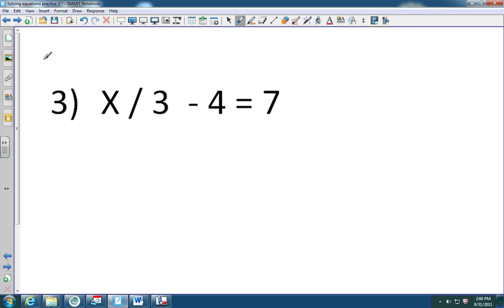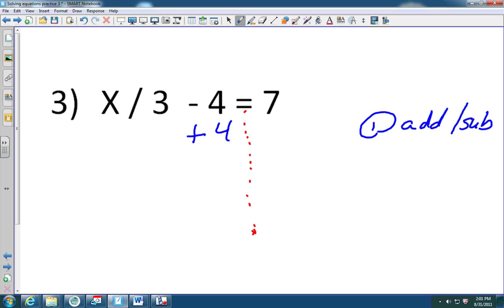The next one, right here, pause the video, come back and see how you did. I'm going to draw my dotted line right here. Now, I need to get x by itself. This is x divided by 3 minus 4 equals 7. Remember, the first thing we're going to do is either addition or subtraction. So on this side where the x is, the first thing I see is a minus 4. So I'm going to do the opposite, and I'm going to add 4 to each side. Now I come over here, these cancel. I get x divided by 3 equals 7 plus 4 is 11.